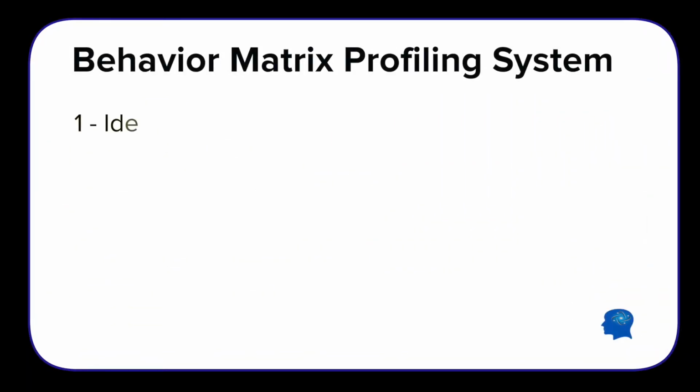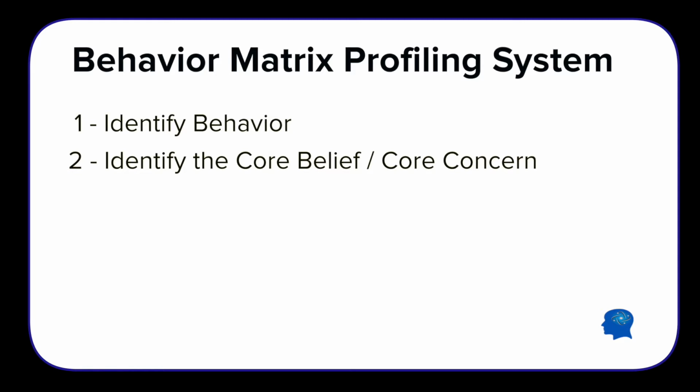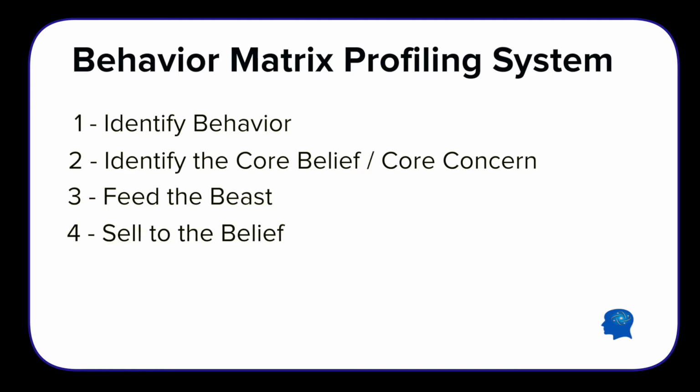To assist you in understanding where others sit in the behavior matrix, I have a system for you: the behavior matrix profiling system. Step one is to identify behavior. First, you want to identify where they sit in the quadrants. Step number two is you then identify the core belief or the core concern that drives that individual through their behavior style. Step number three is what we call feed the beast, or feed that core concern. And then step number four, we will then sell to the belief. Sell as far as sell ideas, concepts, even products if we're in the sales industry, or in a leadership position, we're always selling. So we're going to sell to the belief, really leverage our understanding of that person.